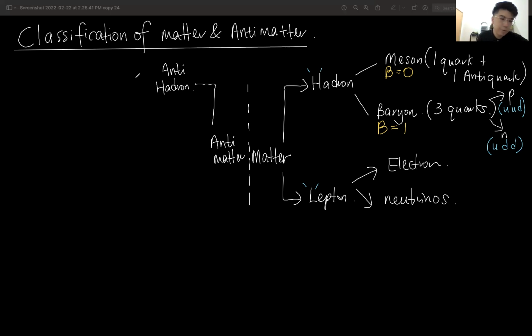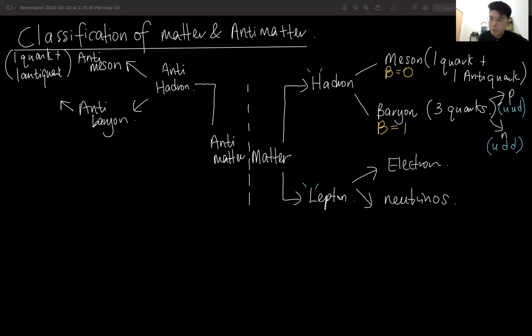So antihadron, here we got first meson, so we take anti-meson. Same composition, still 1 quark plus 1 anti-quark. Then we also have anti-baryon. On the right, we have proton, neutron. This one you got anti-proton, and we got anti-neutron.